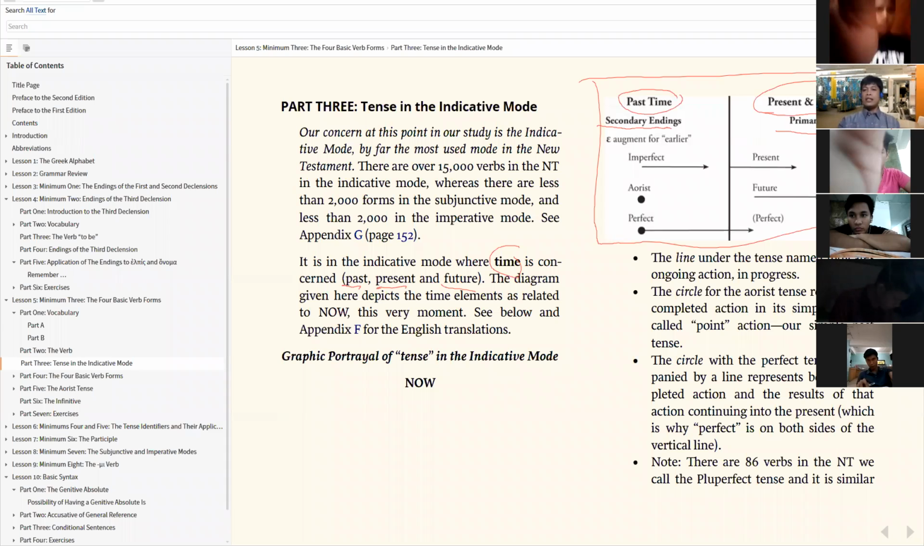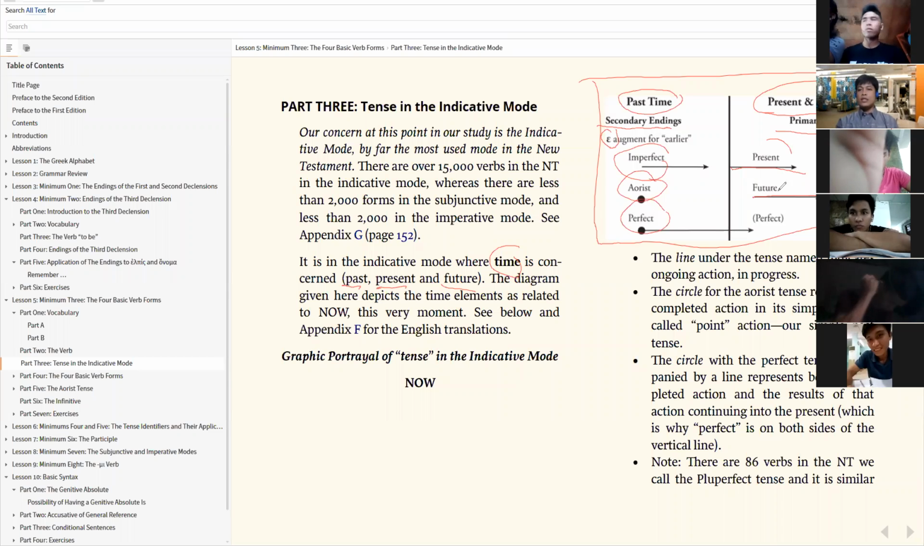So when you have the primary endings, the timeline would be present and future, all right? And then the secondary endings, it has an augment, okay? Epsilon. So when you have the augment epsilon, it can either be imperfect, aorist, or perfect. So without the augment here, that tells you that it is present or the future.